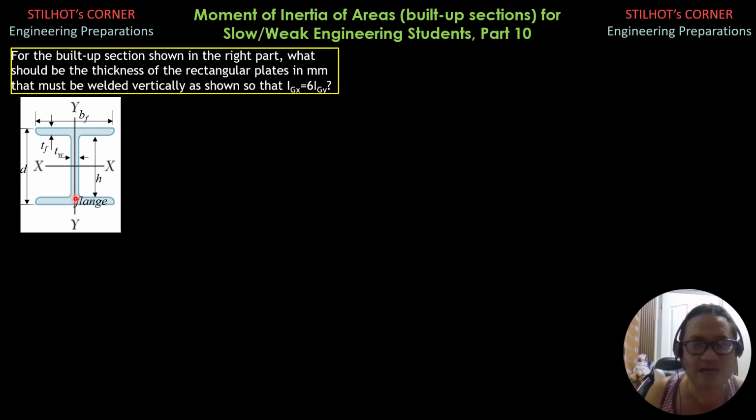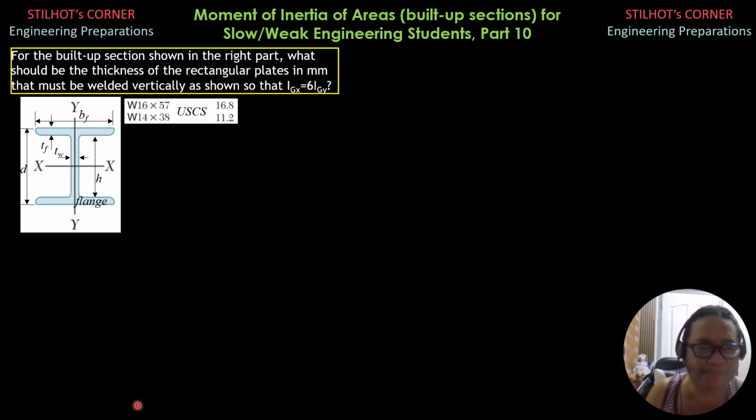If the properties IXX or IGX, IYY or IGY are not given, we treat this as rectangles. So that's the deal, that's the concept, that's the remedy in case the properties IXX and IYY are not given. So these are just two examples.